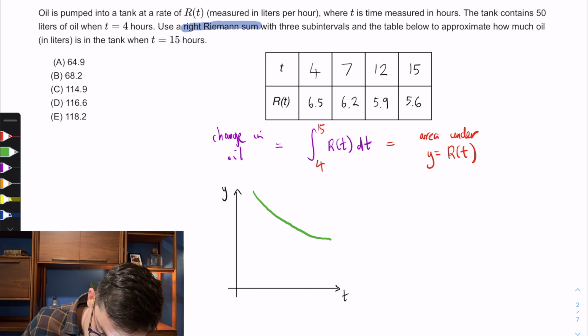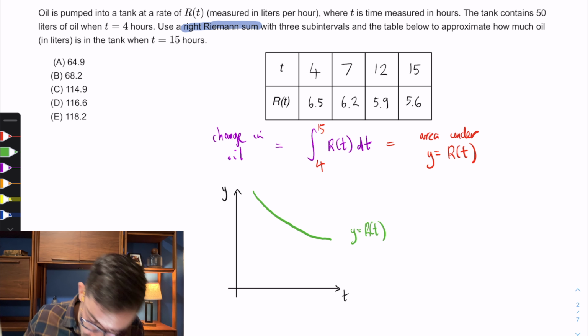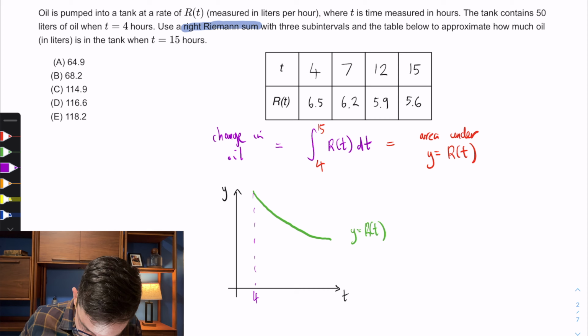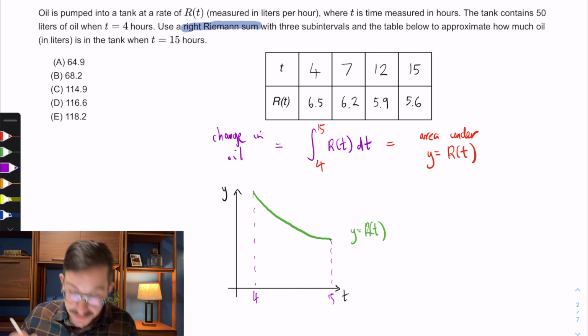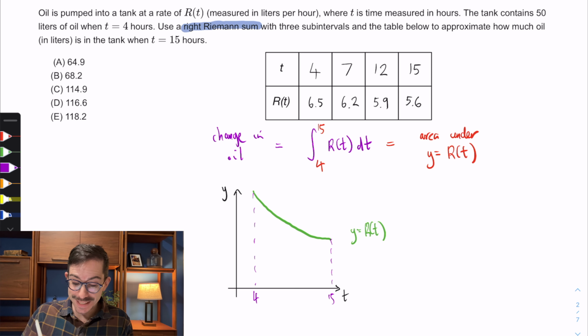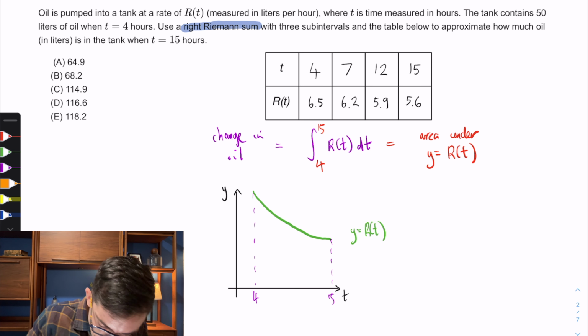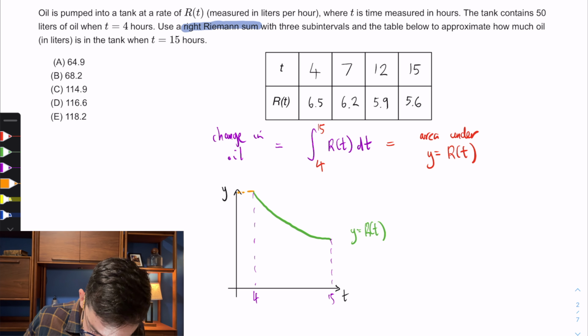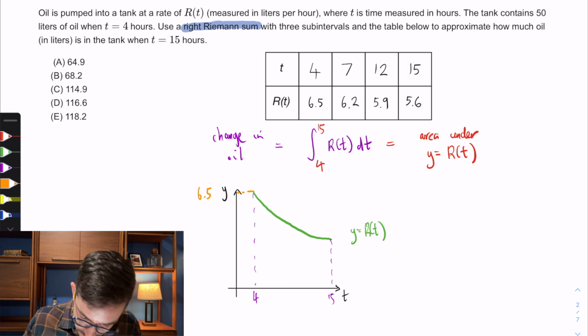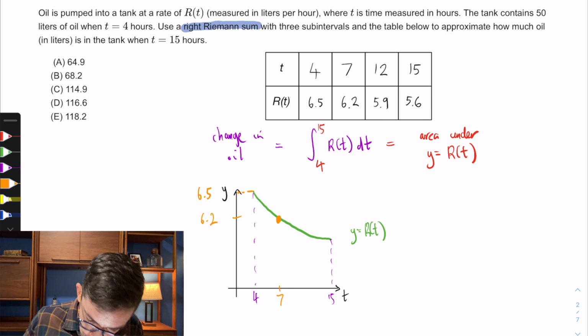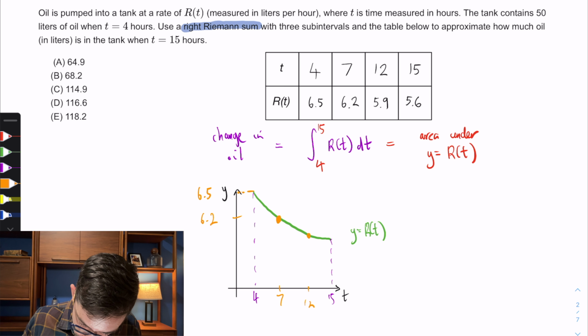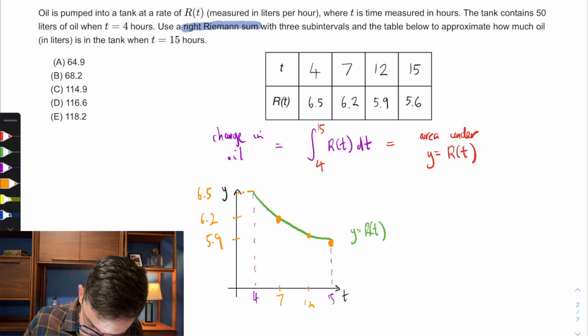So I don't really know what the graph looks like. It might look something like this. I'll say that's y equals r of t. I know that I want to think about when t equals 4 up to t equals 15. The only thing I know about this rate is some data points from the table. Namely, at t equals 4, I know the rate is 6.5. At t equals 7, I know the rate is 6.2. At t equals 12, I know the rate is 5.9. And at t equals 15, I know the rate is 5.6.